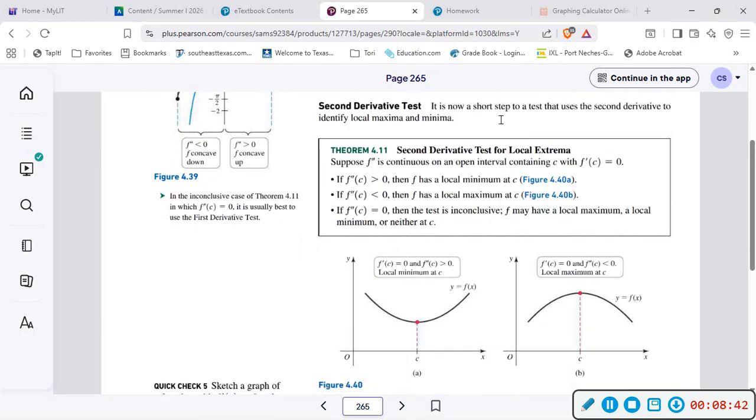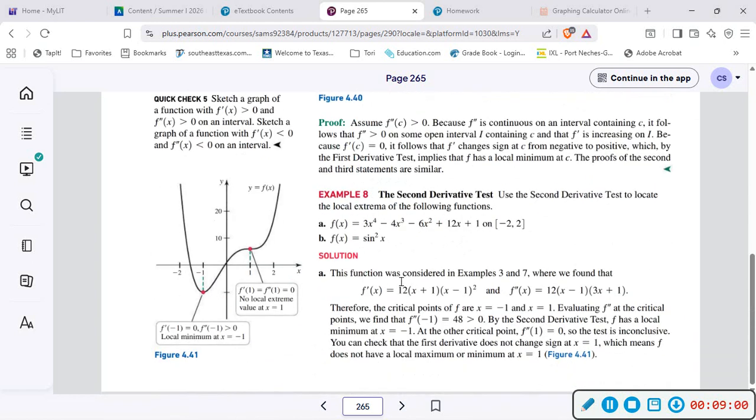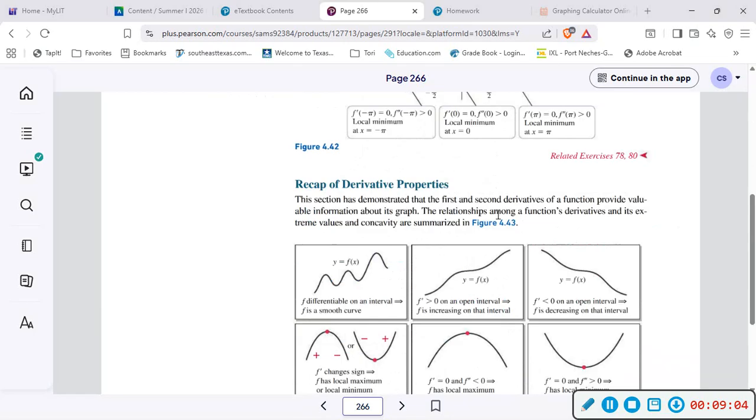Here is just a little bit more information on the second derivative test, another way to locate local extrema. So you can also look at the second derivative. If it is greater than 0, we have a minimum. If it is less than 0, we have a maximum. And if f double prime of c equals 0, we are inconclusive. And then you can get some visuals of that as well. Some examples that would be good to practice.